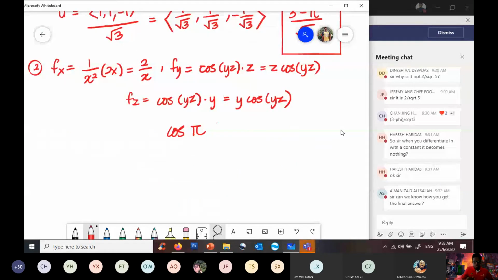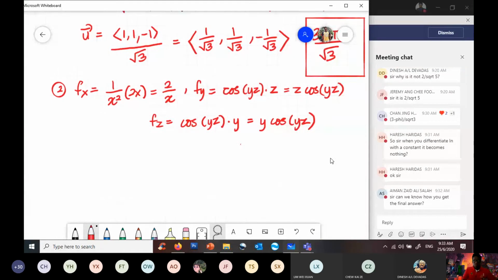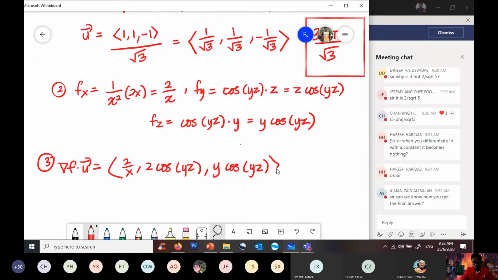Since there's already a question, I cannot do it here. Okay, first thing first. My third step is gradient vector dot product with the unit vector. So my gradient vector is the whole thing I got on top here. Let me just rewrite it. 2 over x, z cos yz, and y cos yz. Dot product with the unit vector that I got here, 1 over square root 3, 1 over square root 3, and negative 1 over square root 3.